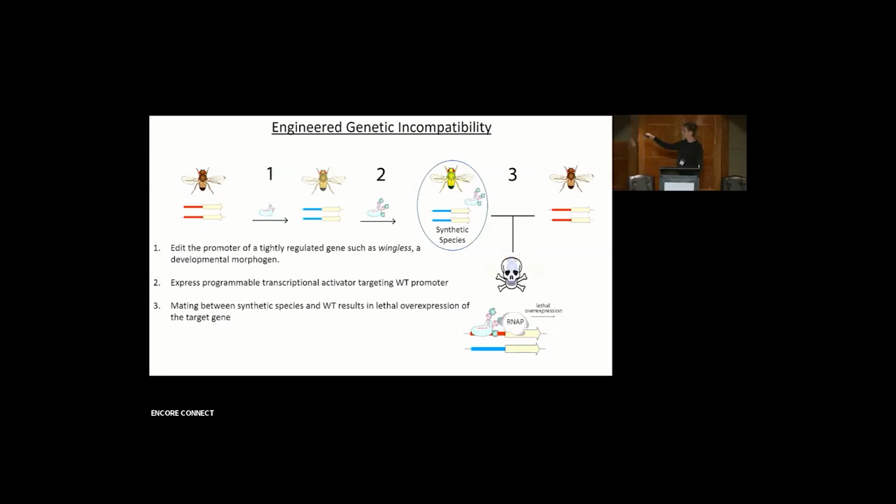So if you have males that have these two mutations, you can engineer them and release them, and they'd be genetically incompatible with wild type.